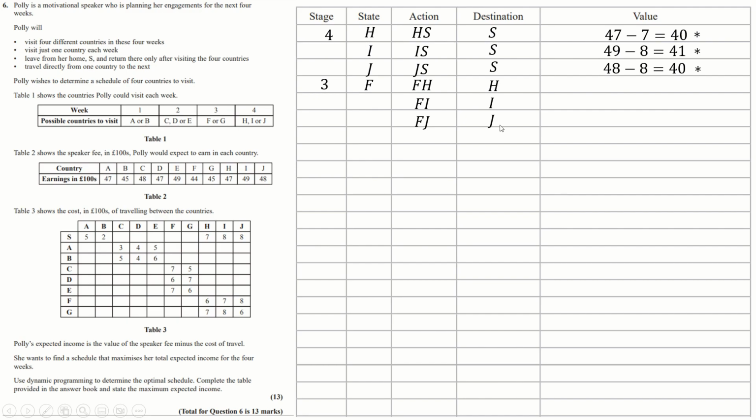F to H is 6, and then she'll earn the amount that she earned at H, which was 40 in total, like the final amount she gets for being in state H at 4. So that'll earn her 78 in total if she does that.